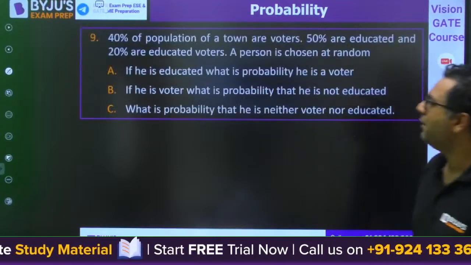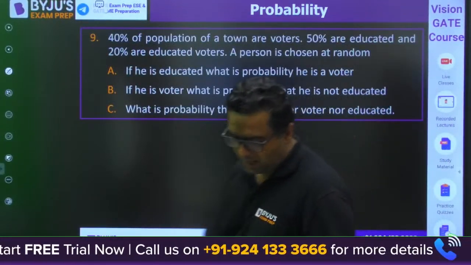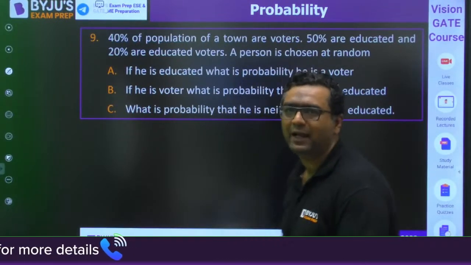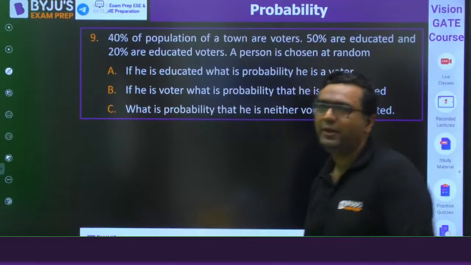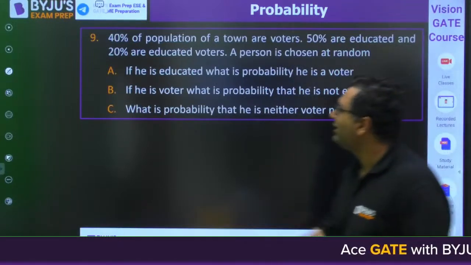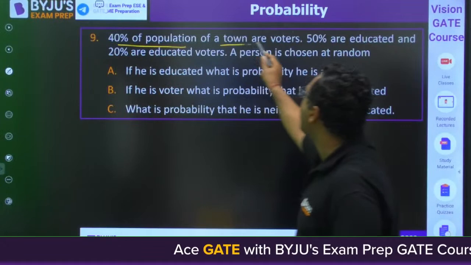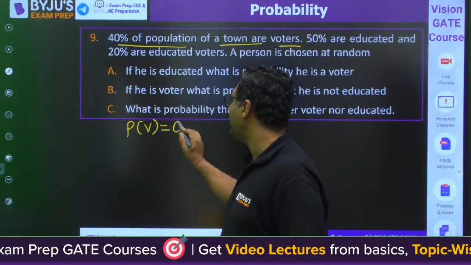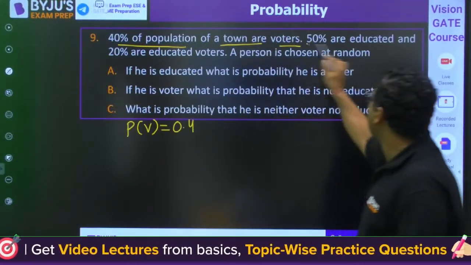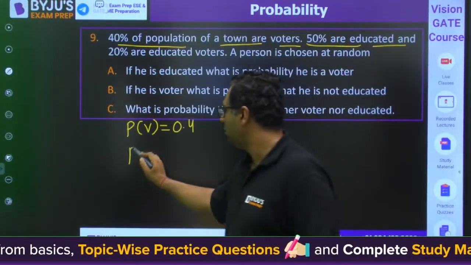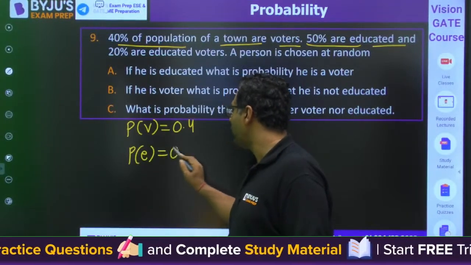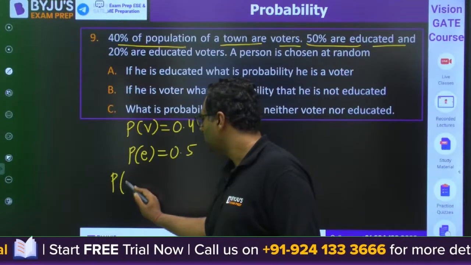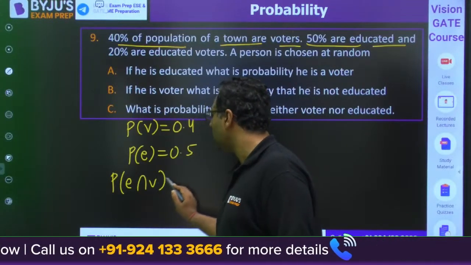Okay. So coming to the questions, guys. Now we are going to have questions on conditional probability, on total probability, like that, one by one. So let us see how many of you solve it properly. 40% population of a town are voters. So probability of voter is 0.4. 50% are educated, 0.5. 20% are educated voters. Educated intersection voter.